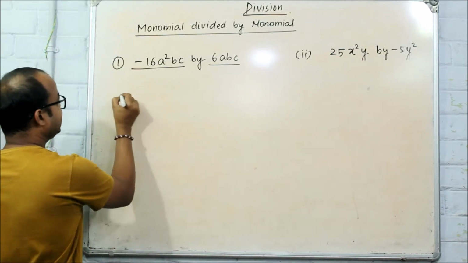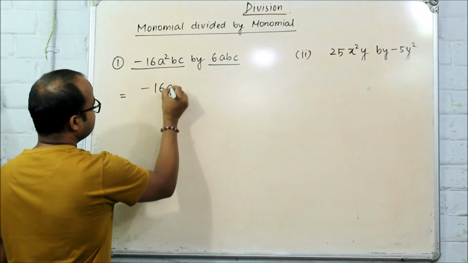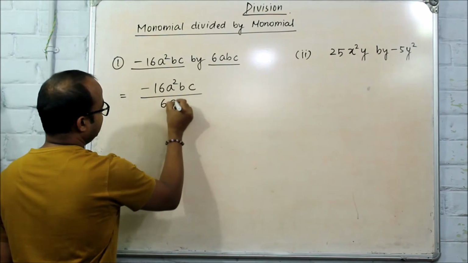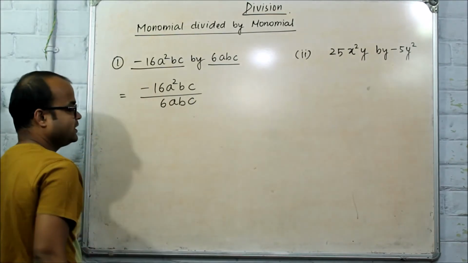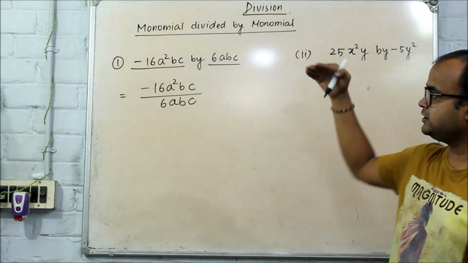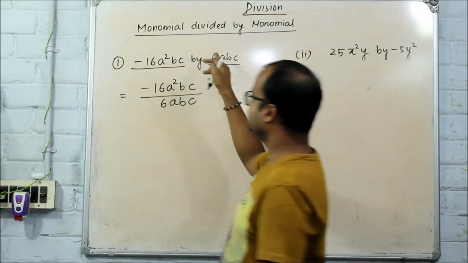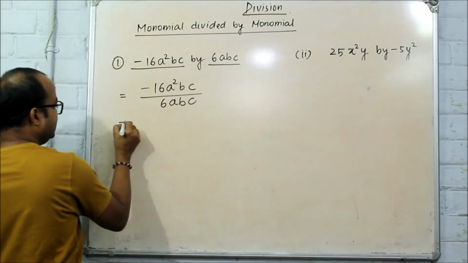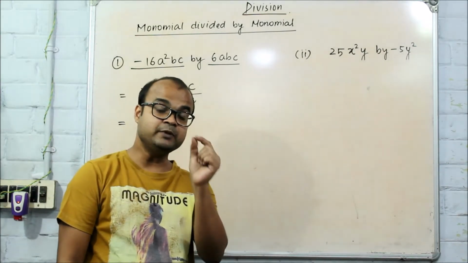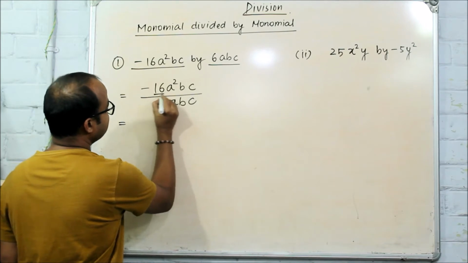So first we write it in the form of numerator by denominator: minus 16a square bc by 6abc. Clear? So first step, what you are going to do? You write it in the form of numerator by denominator. So this divided by this. Now second, you need to simplify the numerical coefficient. That means the numerical coefficients are 16 and 6.